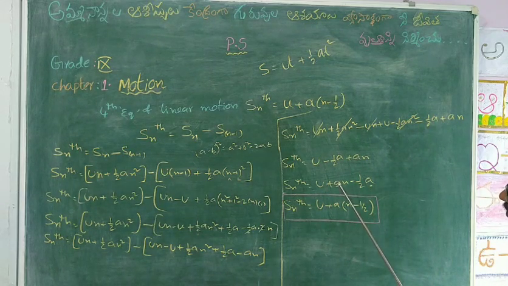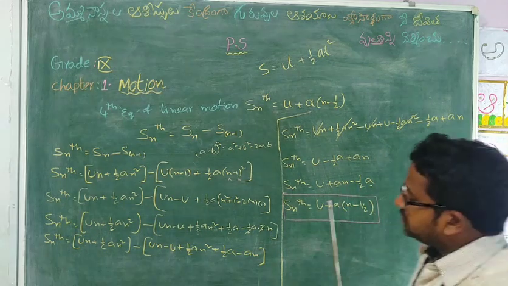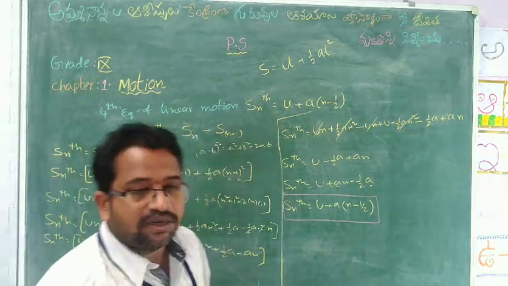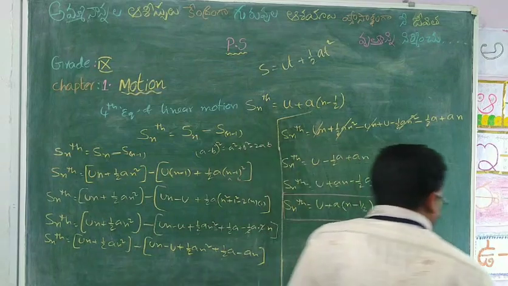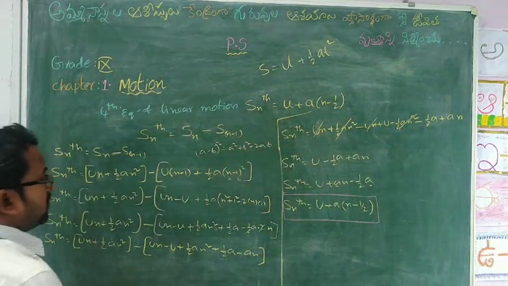From this, take a common, then you will get n minus half. So s n is equal to u plus a into n minus half, which is the fourth equation of linear motion. Okay, understood? Now, numericals are there.